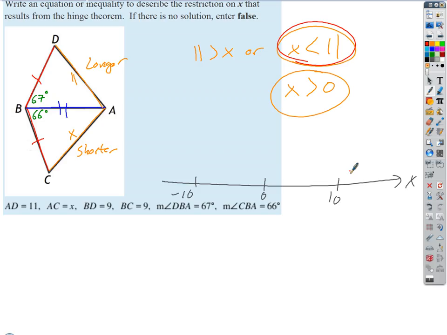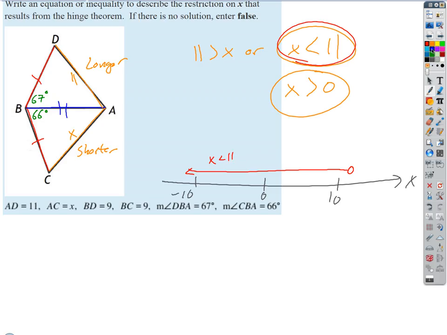Do I put an open circle or a closed circle at 11? What do you think? Open, because it's not including 11, right? It's not less than or equal to, it's just less than. So we're going to put an open circle at 11. In which direction do I draw the arrow? To the left, right? I want all the values that are smaller than 11. So it looks like that, doesn't it? There's x is less than 11.